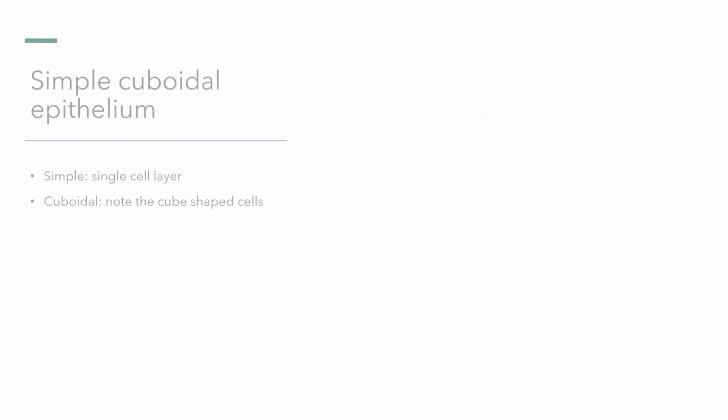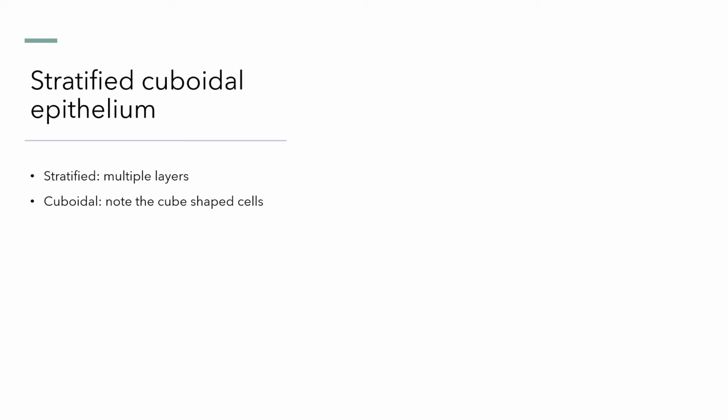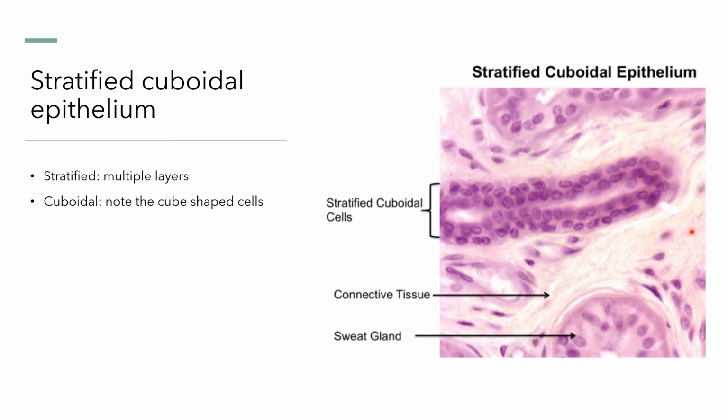Simple cuboidal epithelium. You've got a single layer of cube-shaped cells. Note that the cells are as tall as they are wide. Stratified cuboidal epithelium. You have two layers, which makes it multiple, because as you recall, two or more layers makes it multiple layers, hence stratified. And cuboidal, the cells are cube-shaped.